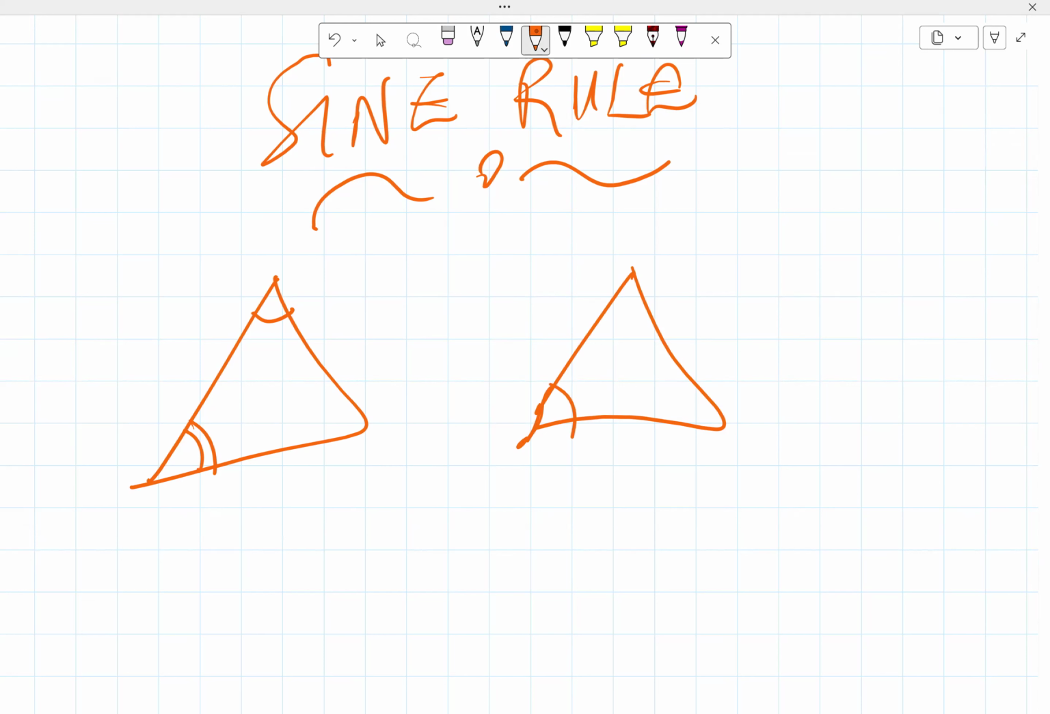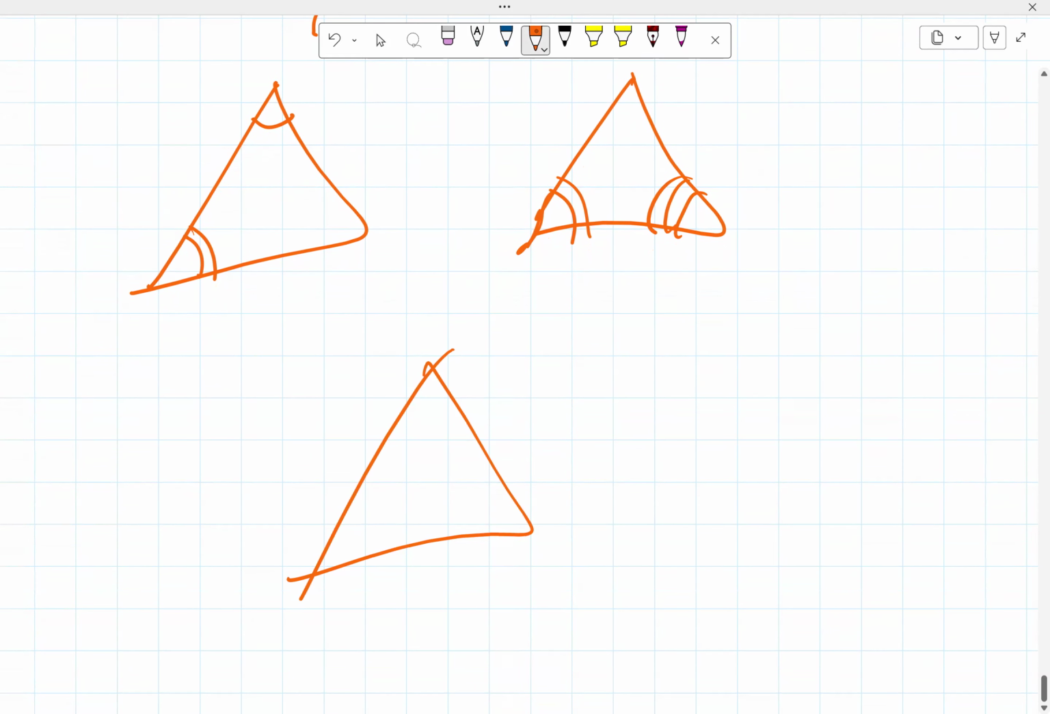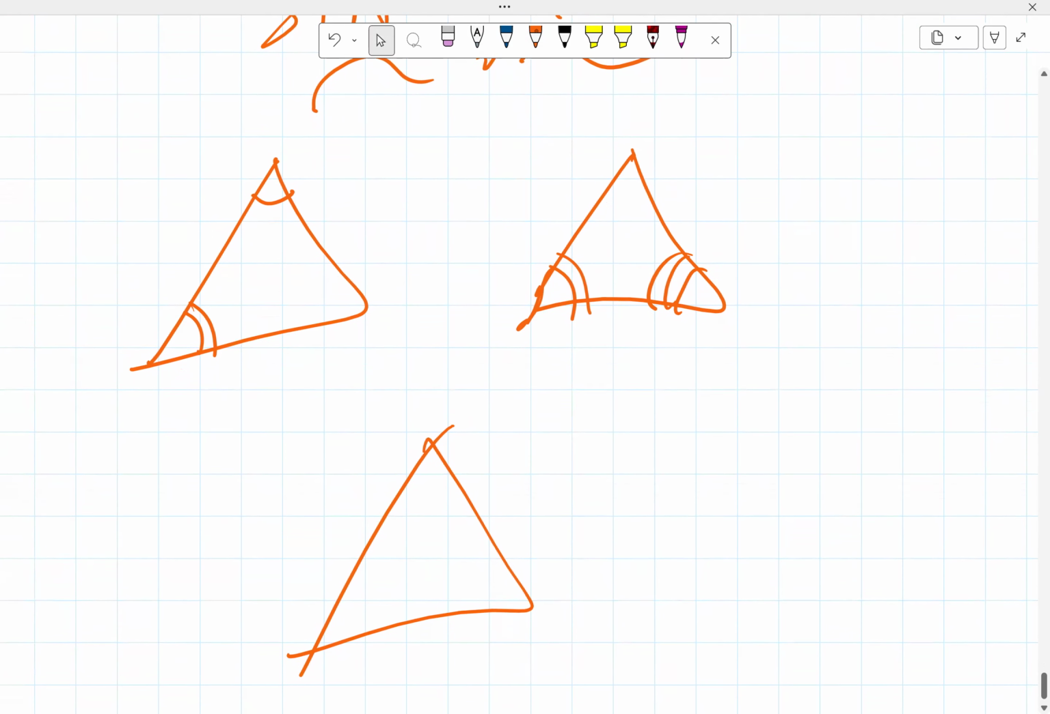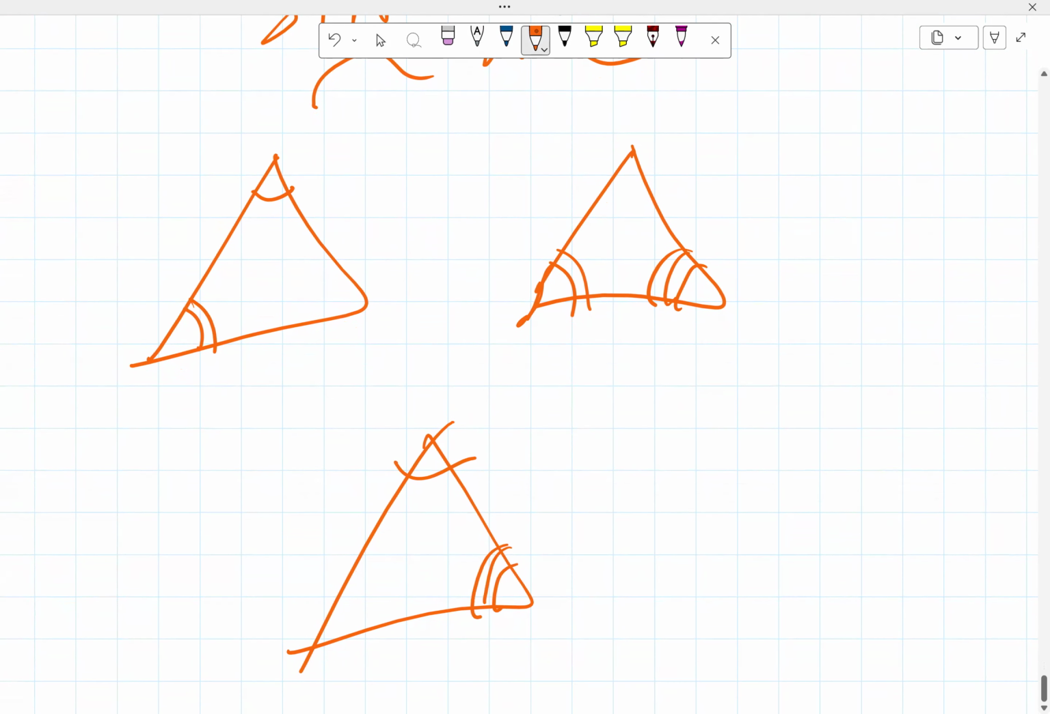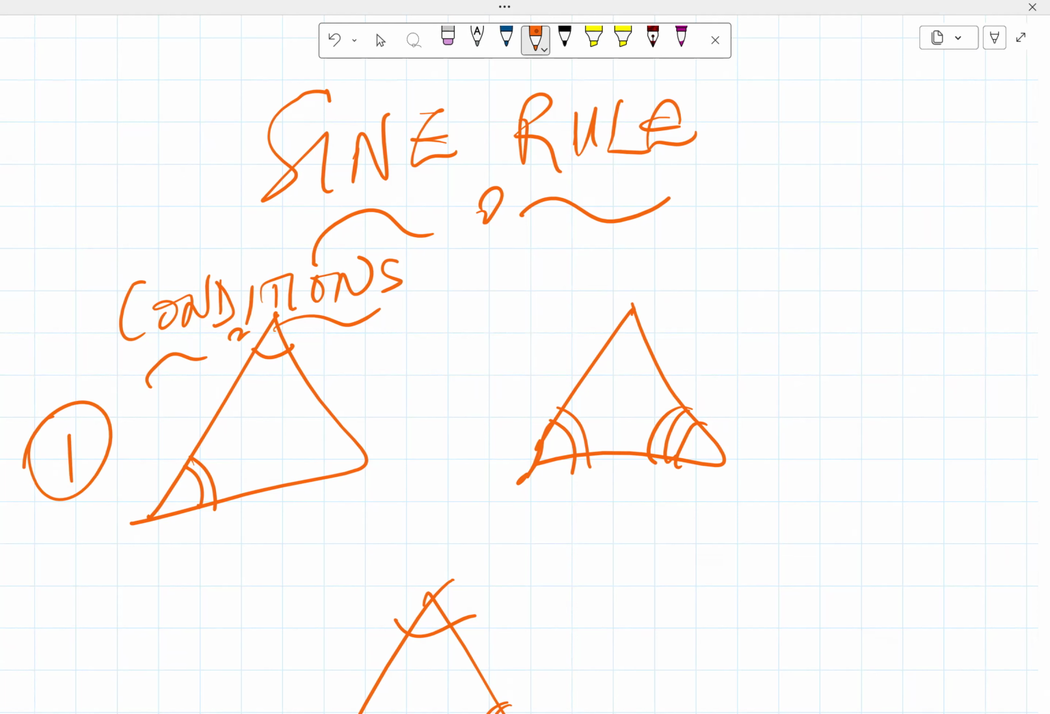So imagine you know this angle and this angle, you can use sine rule. If you know any two angles, say you know this and this, you can use sine rule. So that's condition one for using sine rule. Once you know any two angles, you automatically know the third one.